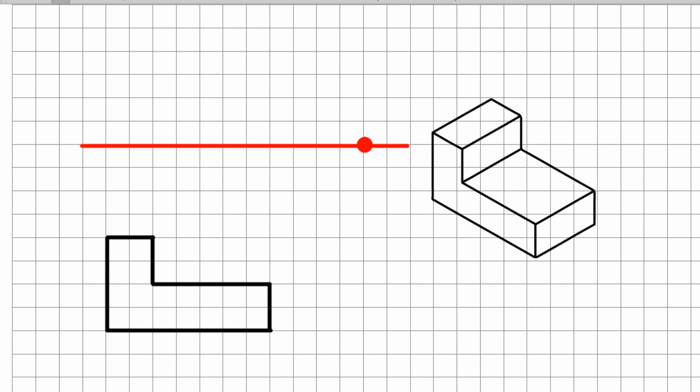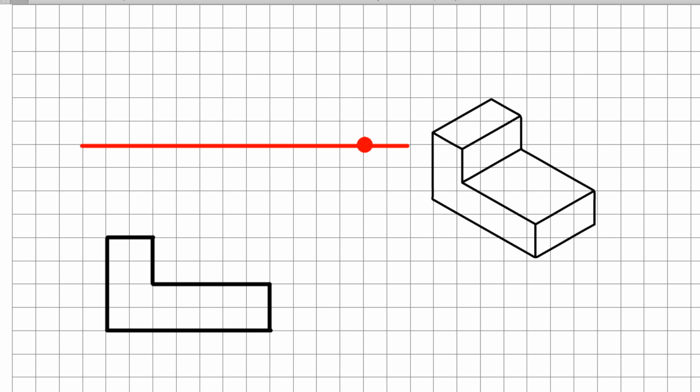So now I have matching width and height of my isometric to my one-point perspective drawing. Again, any horizontal lines that represent width are going to be shown here, and any vertical lines that represent height are going to also be shown. The only thing that's not going to be truly to scale is the depth.